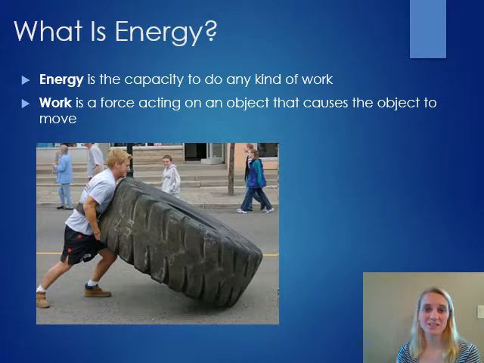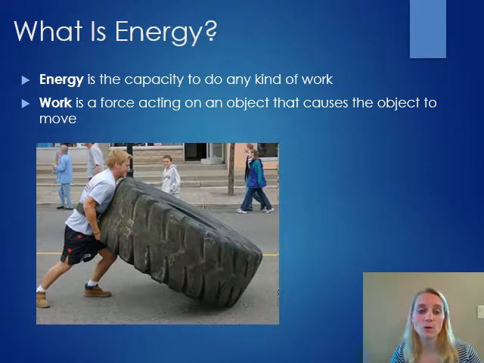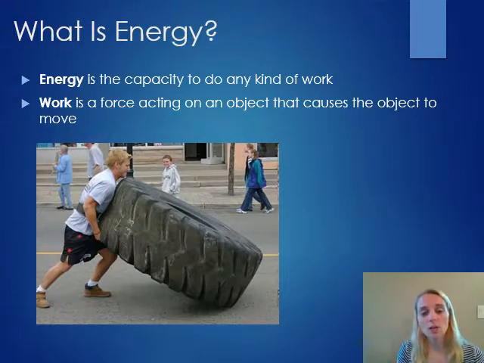Okay, so since this chapter is going to be dealing with energy, we need to answer the question, what is it? So what is energy? Well, the textbook definition is energy is the capacity to do any kind of work, which seems pretty simple. But what does work mean in the science context? You go to work, I got to go work out, but that's not quite the same thing. So in science, work is defined as a force acting on an object that causes the object to move. Like this guy here in the picture, it looks like he's doing some kind of weight competition where he's moving this huge tire. So he is using his energy to move the tire. That movement is called work.